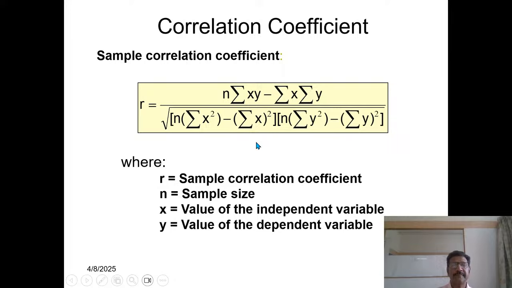This is the formula for the correlation coefficient. Here r is the sample correlation coefficient, n is the sample size, x is the value of the independent variable, and y is the value of the dependent variable. This formula we have to use for the correlation coefficient calculation, for testing whether the data samples are suitable or not.